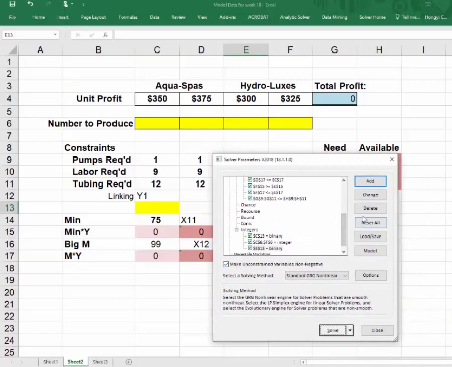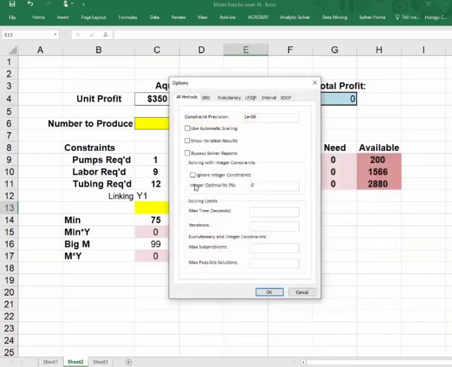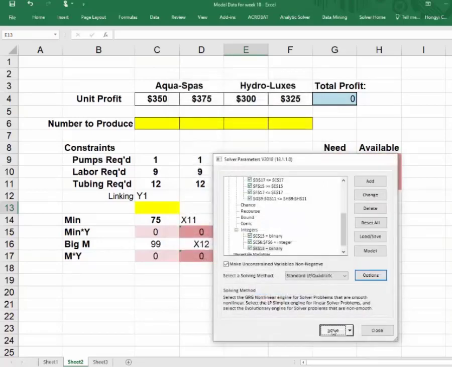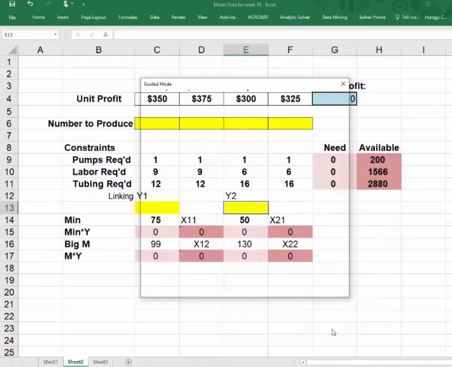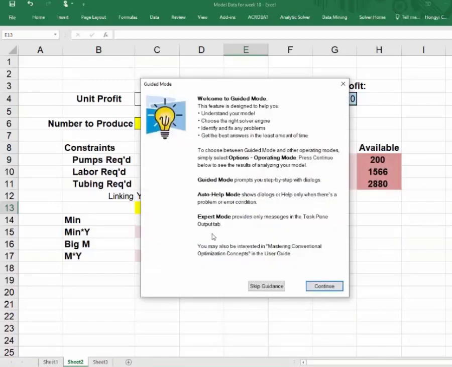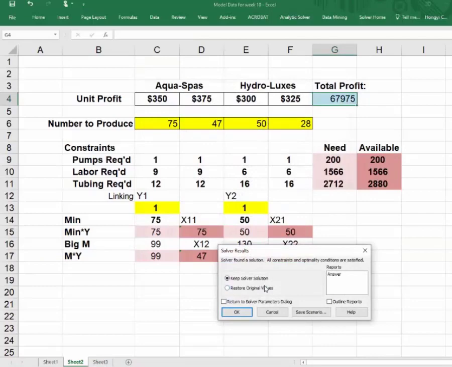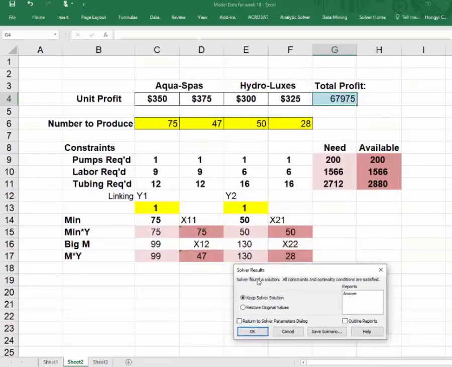Okay, now we're going to change the algorithm to LP simplex, and make sure you look at the options part. This integer optimality is 0%, meaning that we are going to find the true optimal. Okay, click solve. Okay, so the solver found a solution, all constraints and optimality conditions are satisfied. So that means we did find the true optimal solution.